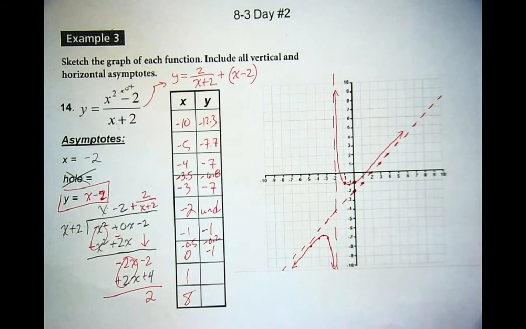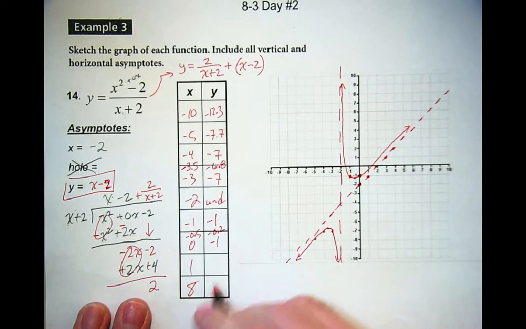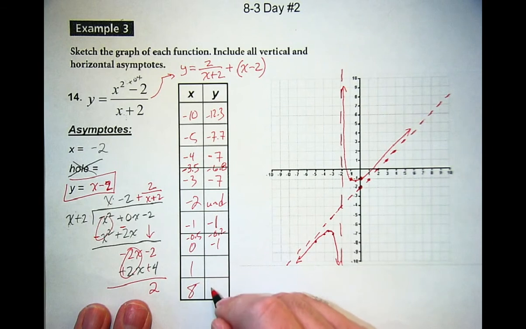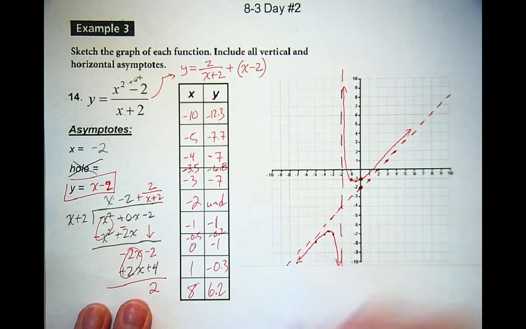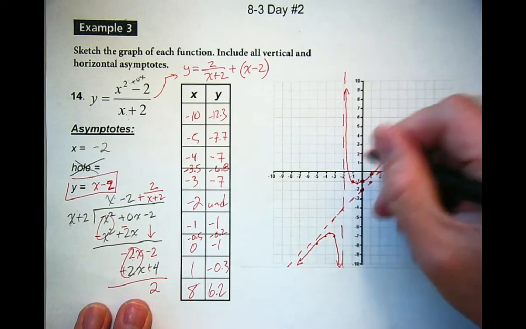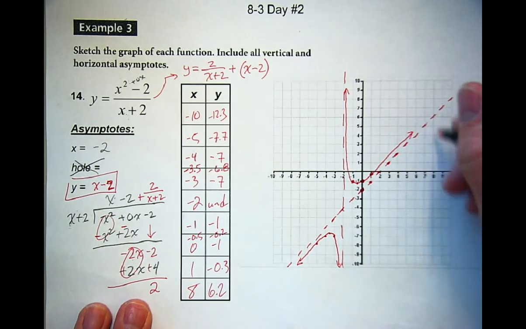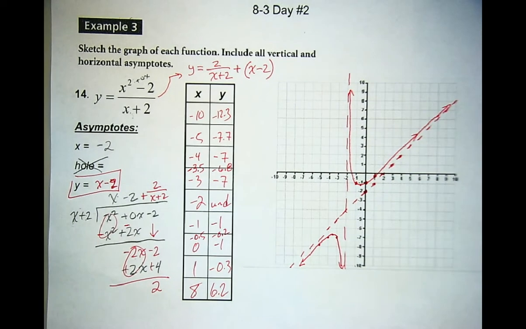Just to make me feel better, do we have 1 and 8? 8 is 6.2. And 1 is -0.3. Okay. -0.3 for 1. And 6.2 for 8. Oh, good. That actually works out. Nice. That's totally sweet. Man. Any questions there?